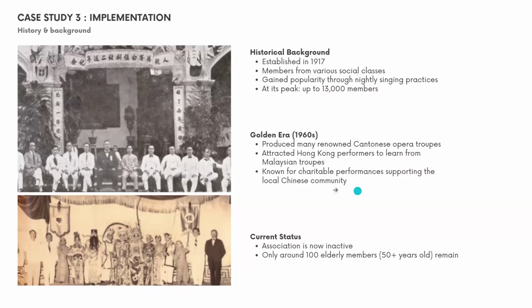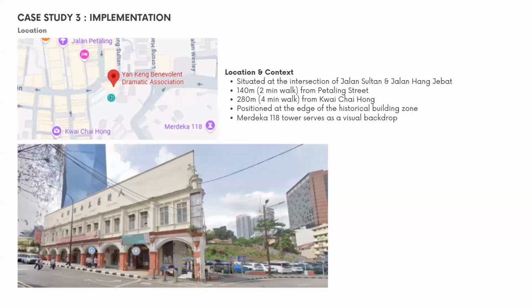And then after the golden era, the current status now is that the association is inactive and only around 100 elderly members remain. So the location of this building is here, and this is Jalan Petaling. It is actually only a 2 minute walk from Petaling Street, and from Guan Hong it is only a 4 minute walk. It is positioned at the edge of the historical building zone, so you can see the Merdeka 118 tower behind this building.